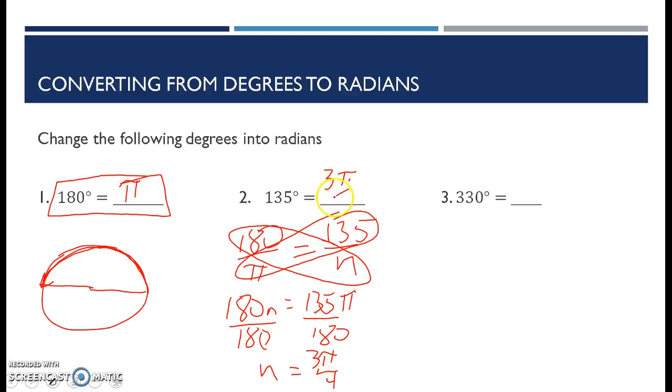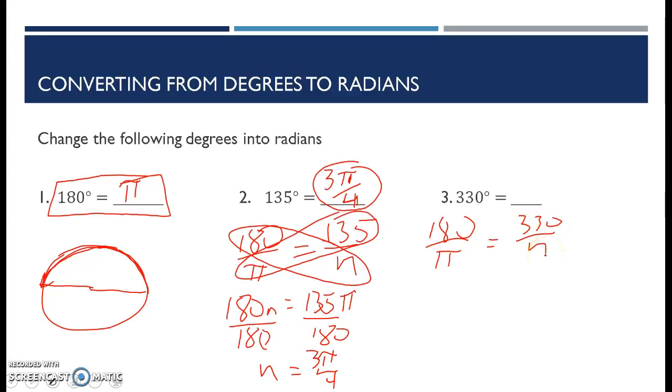And usually we leave radians in terms of pi. Now I could actually multiply 3 times pi divided by 4 and get something close to 2.356. But normally we'll just leave it in terms of pi, just like we did on number 1. And 135 degrees is 3 pi over 4 radians. Well, what about 330 degrees? Let's set up the same proportion. If we have 180 over pi, that equals 330 over what?